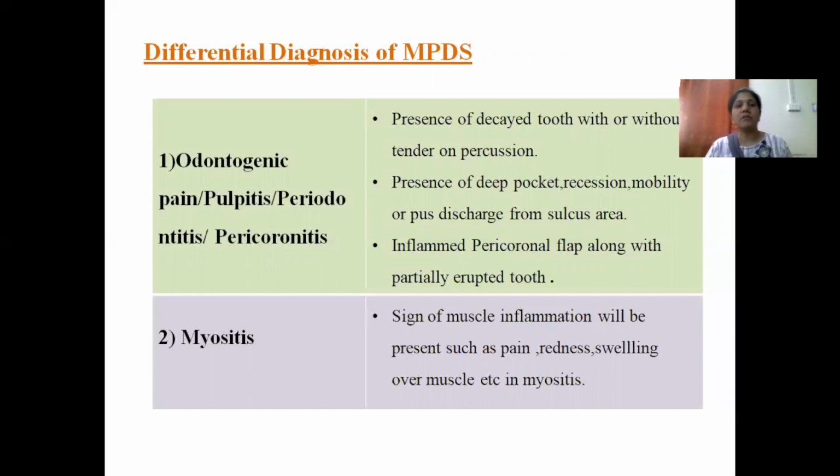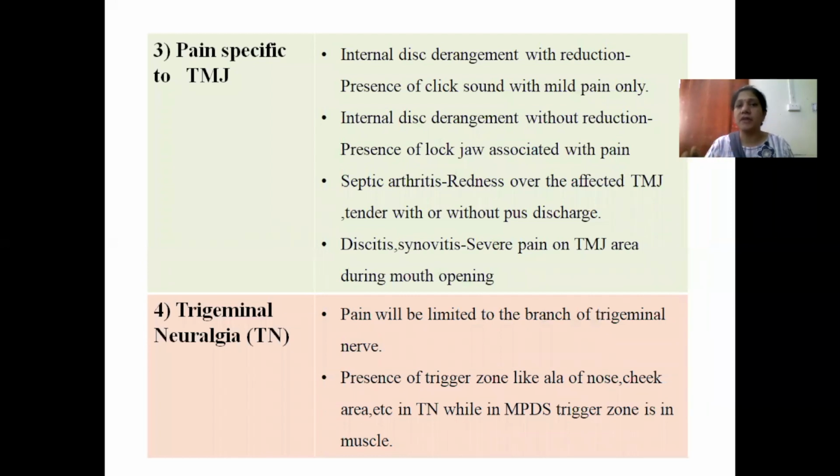The second differential diagnosis is myositis. As the name suggests, it is a muscle which gets inflamed and shows the signs of inflammation. The muscle can be any muscle from the body, and in case of MPDS, it is the muscles of mastication. The third differential diagnosis is pain specific to TMJ. It might be internal disc derangement with reduction, where there will be clicking, or internal disc derangement without reduction, where there will be lockjaw. Then there might be septic arthritis, discitis, synovitis that may lead to pain in the TMJ, where you can see that the TMJ is actually involved, pain is elicited in the TMJ and can be seen in the radiographic examination.